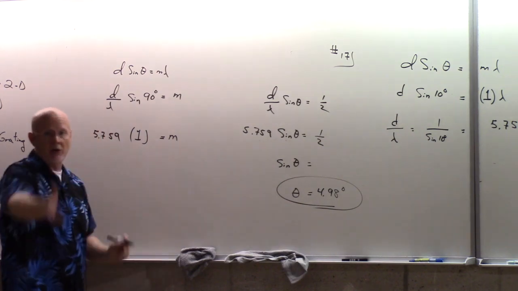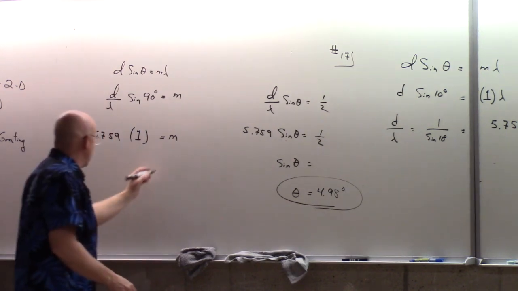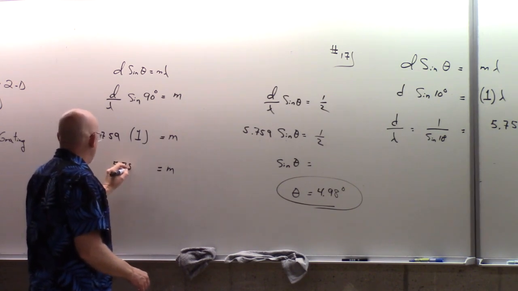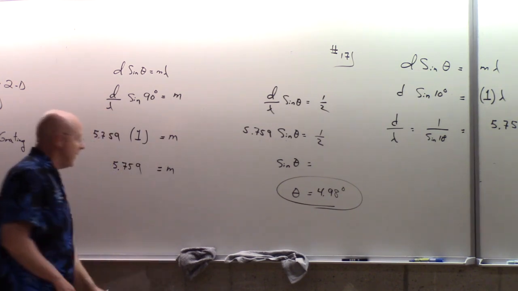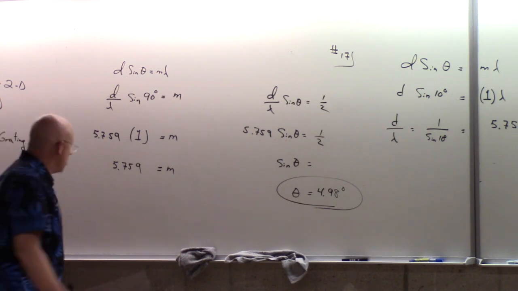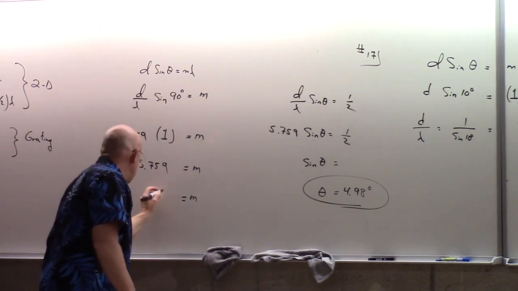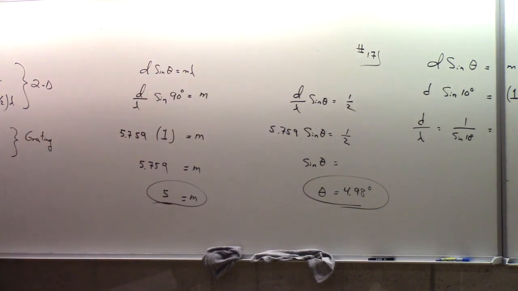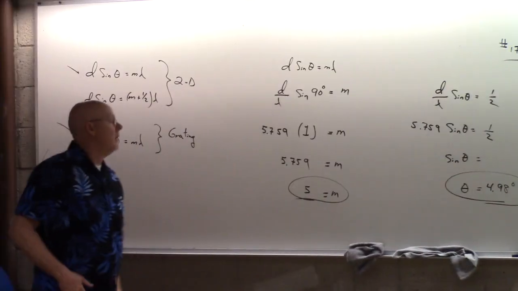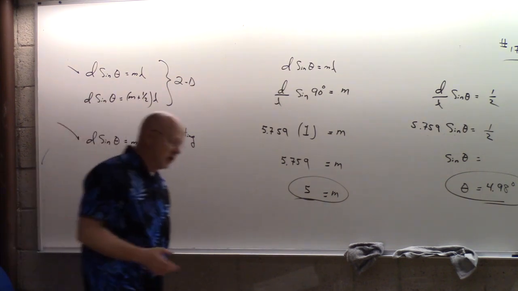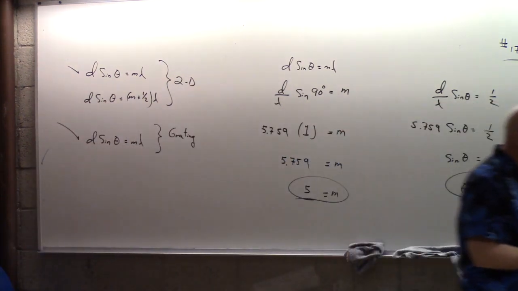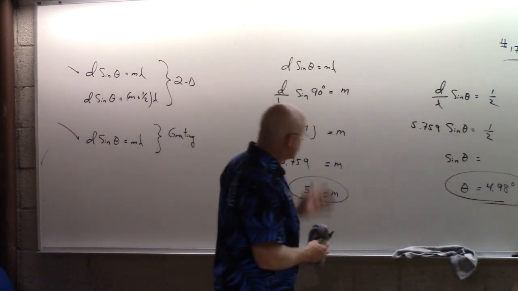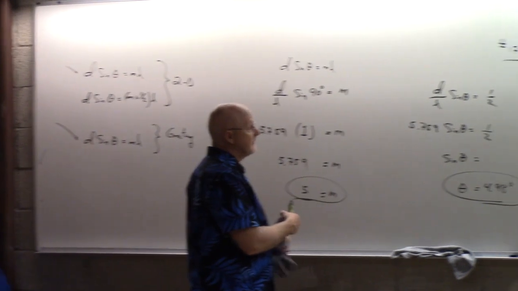Unfortunately, the sine of 90 degrees is an easy one. And so the largest m could ever be is 5.759. Now, m has to be an integer, so the largest one you would see would be the fifth, because you can't quite see the sixth. Like I said, on my diffraction gradient, sorry, I couldn't show you number 2. I wanted to show you that it does keep repeating. This one repeats quite a bit.